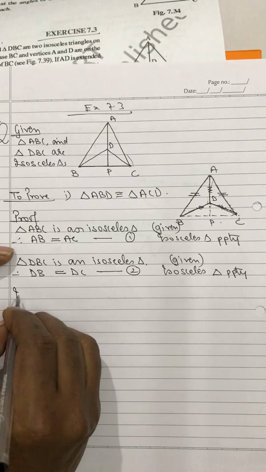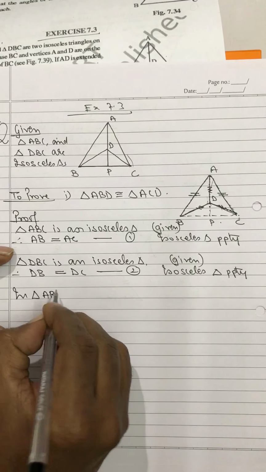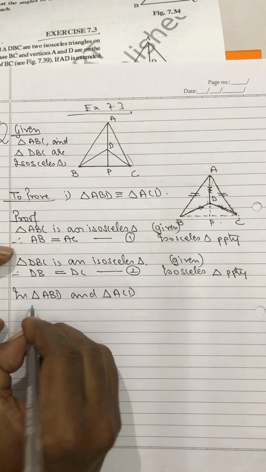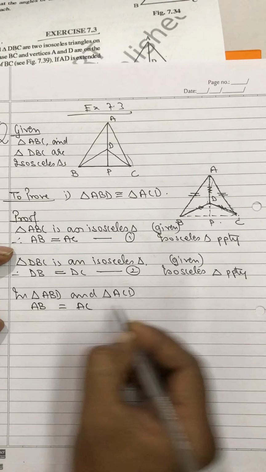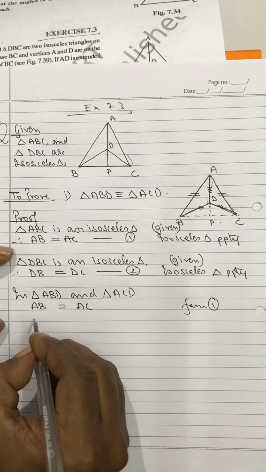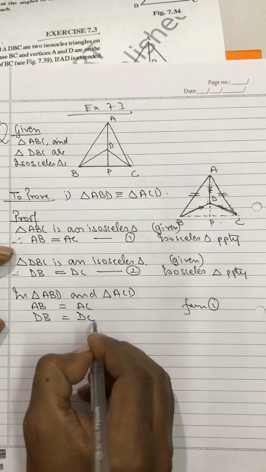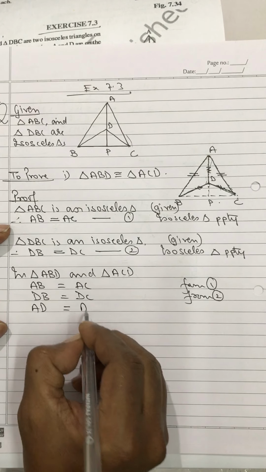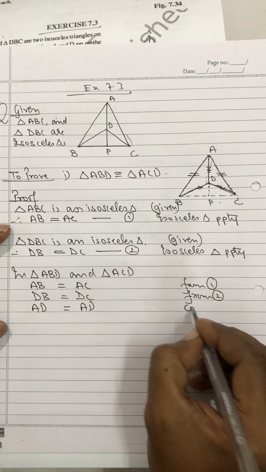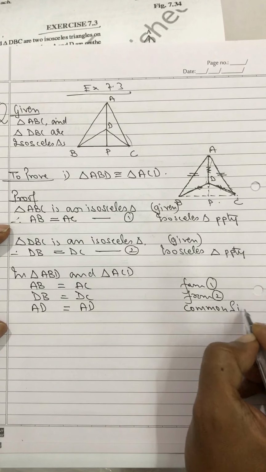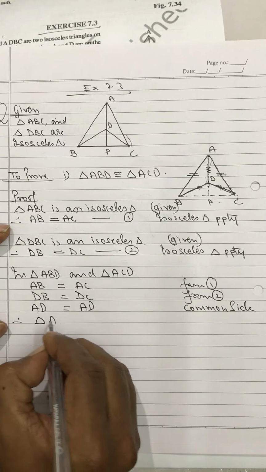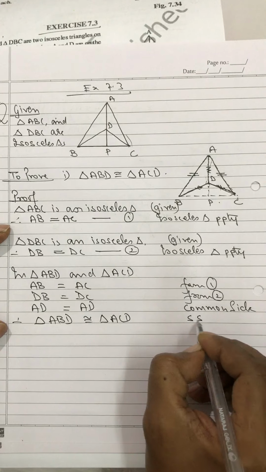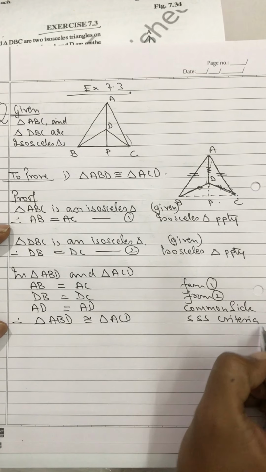So now my comparison starts. In triangle ABD and triangle ACD, AB is equal to AC. This is from 1. DB is equal to DC. This is from 2. And of course AD is equal to AD. Reason is common side. Therefore triangle ABD is congruent to triangle ACD by SSS criteria. So this is done.